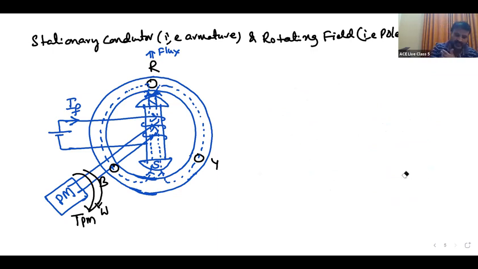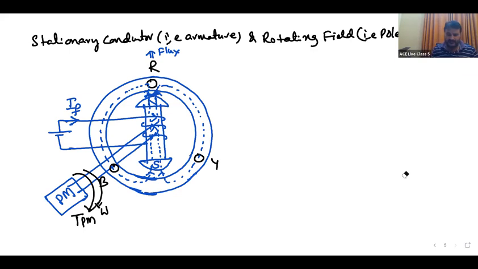The induced EMF can be found by applying the right hand rule. But what does the right hand rule say? According to the right hand rule, four fingers show the flux direction, which we know, and the thumb shows the motion of the conductor. But is the conductor moving? The conductor is not moving here. The conductor is stationary; it is kept on the stator.